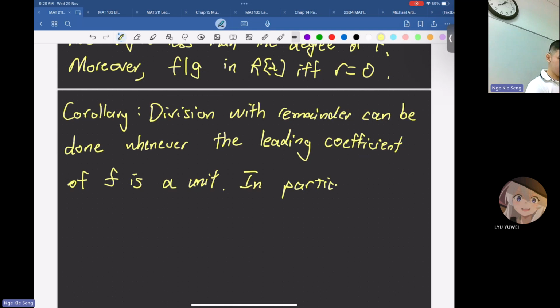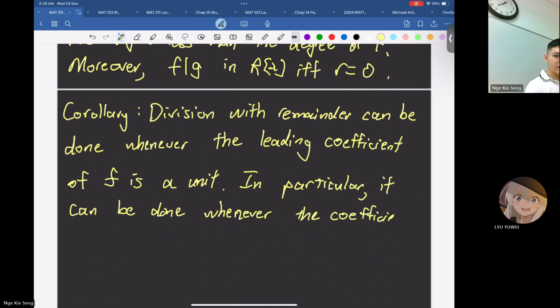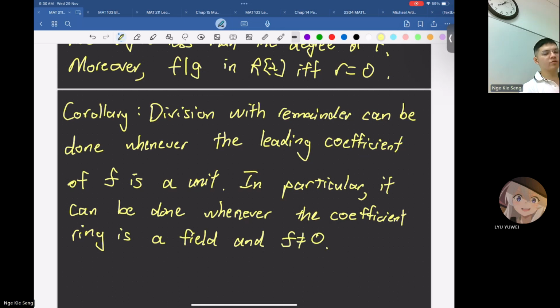So the next thing about this corollary is it can be done whenever... So what can be done? The division with remainder can be done whenever the coefficient ring is a field. Okay, coefficient ring is a field. Of course, you don't want to start with a zero F.